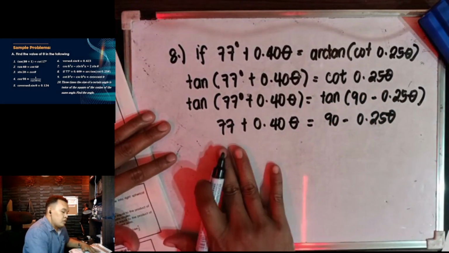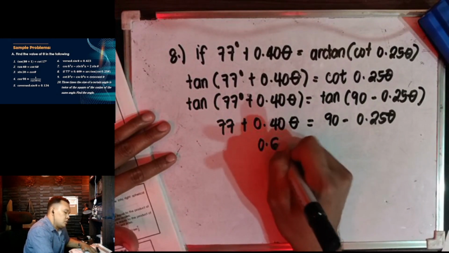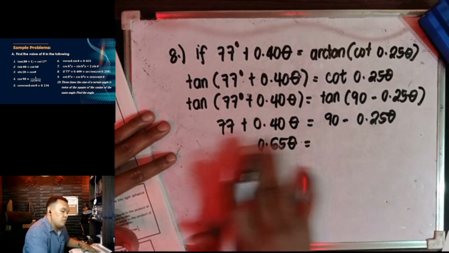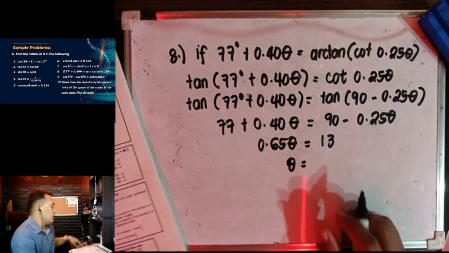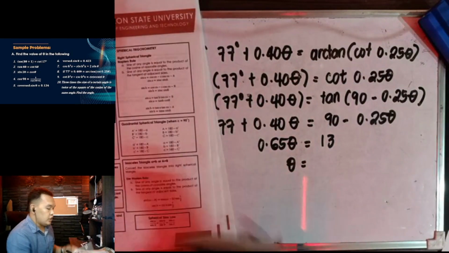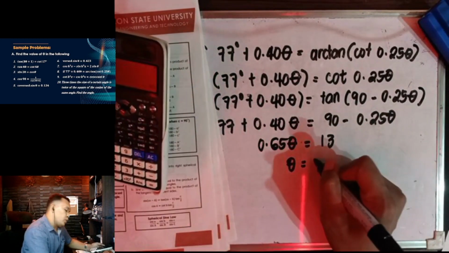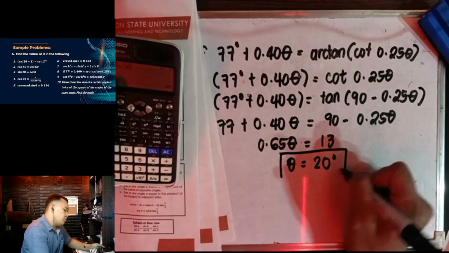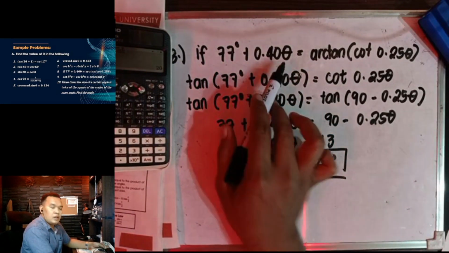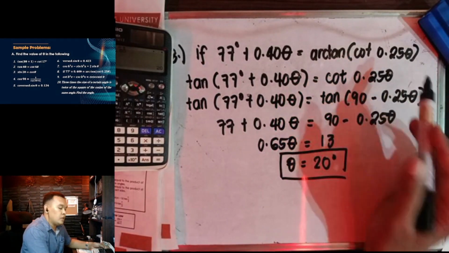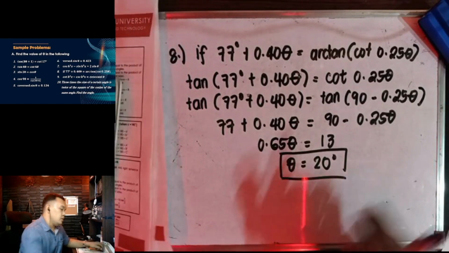Then, transpose. Ito ilipat ka sa kabila. We have here 0.65 theta is equivalent kay 90 minus 77 is equivalent kay 13. So, theta is equivalent kay 13 divided by 0.65. So, we have here 20 degrees. So, the value of theta from the equation 77 plus 0.40 theta arctan cotangent 0.25 theta is equivalent kay 20 degrees. Okay? So, we have here problem number 9.